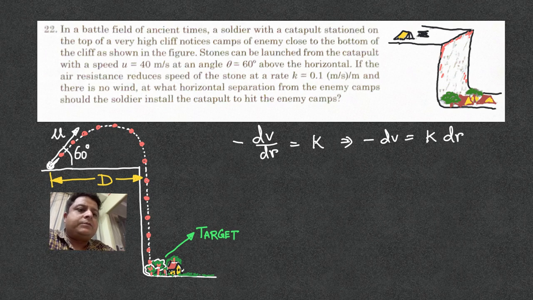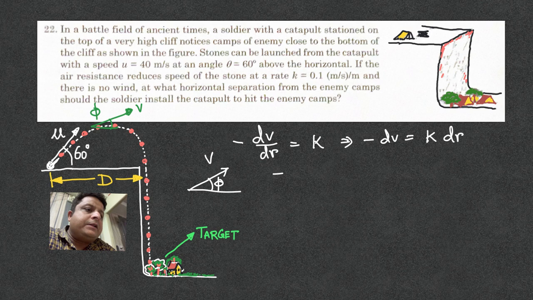or suppose the velocity at a certain moment is this v, and it makes an angle phi with horizontal. That means somewhere there, velocity v makes an angle phi with horizontal. So what we can do is multiply this: minus dv cos phi is equal to k times dr cos phi.